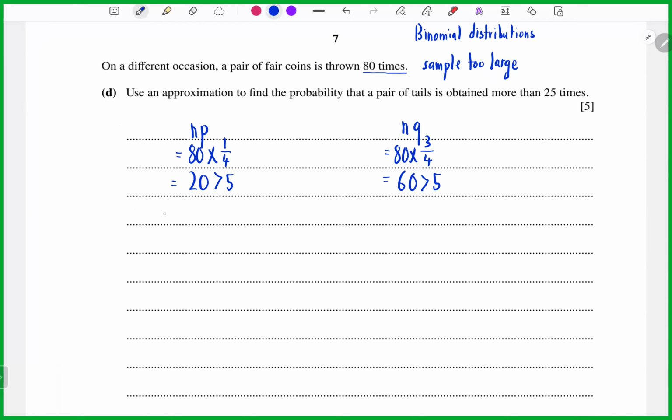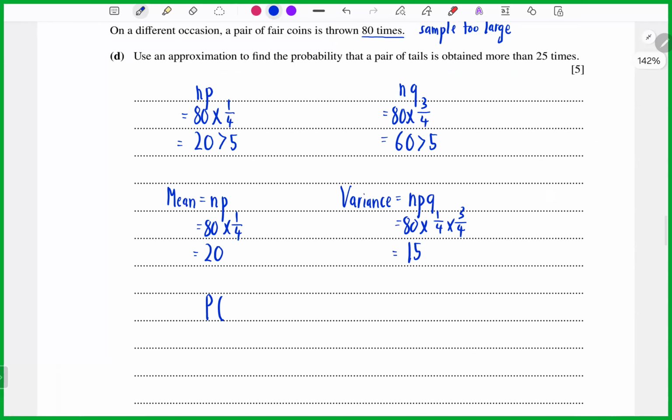We try to find the mean. So you can take 18 multiplied by 1 over 4, which equals the mean. And then we can find the variance, which equals npq, equals 18 multiplied by 1 over 4 multiplied by 3 over 4, which will be equal to the variance. And then the question says x more than 25.